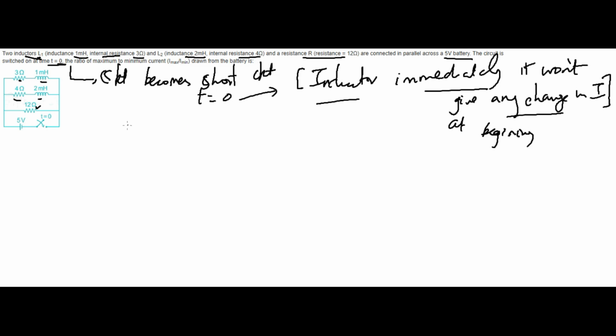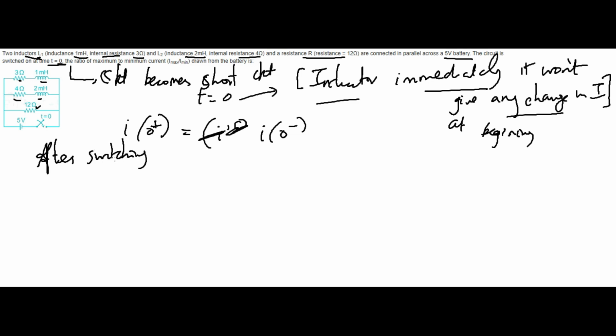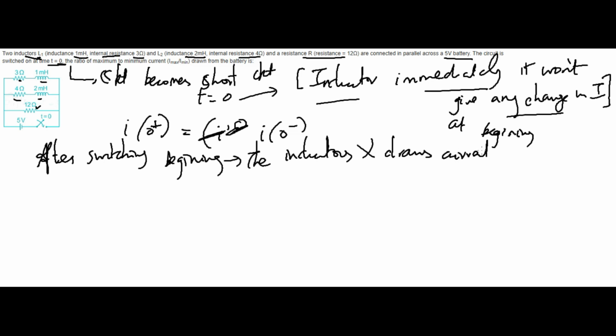So the initial current will be equal to some value. If I use the plus here, I have to use the minus here, so I write I of 0 minus, and vice versa. What I'm telling is, after switching at the very beginning, the inductors do not draw current.